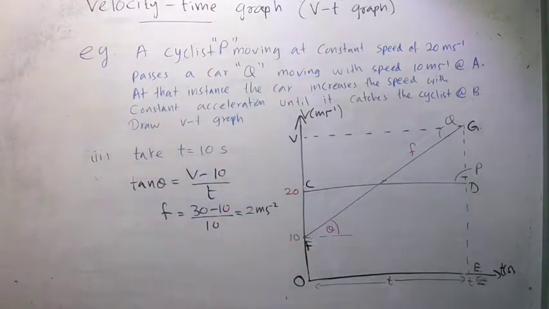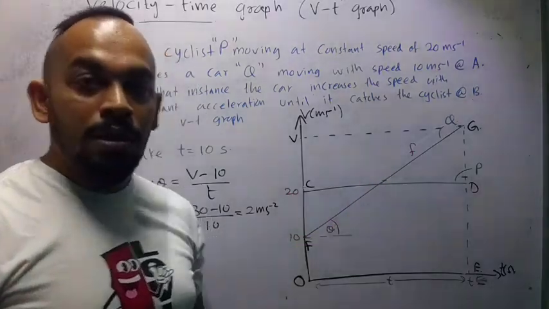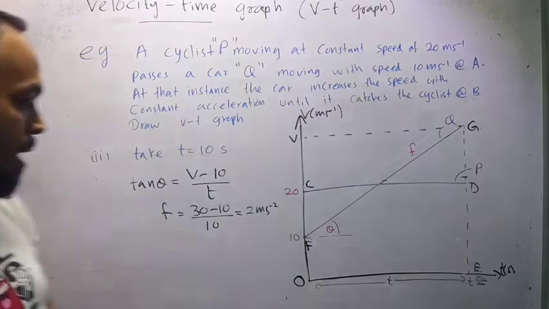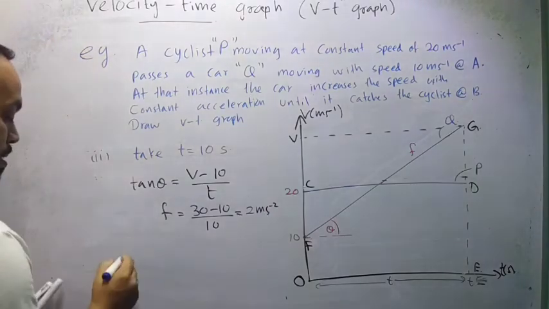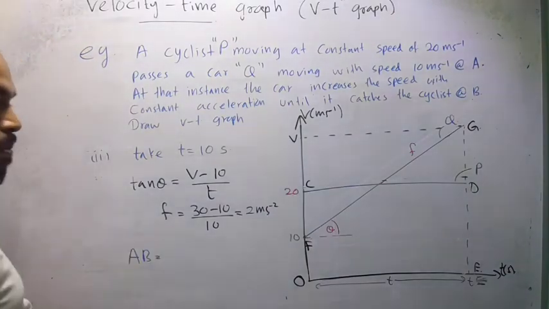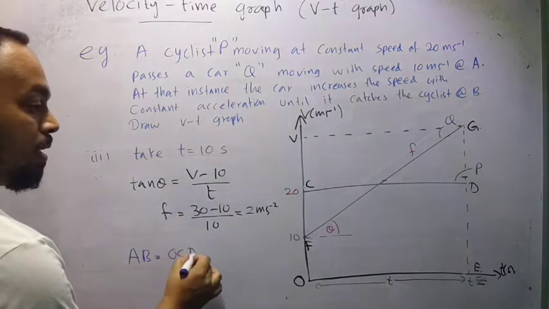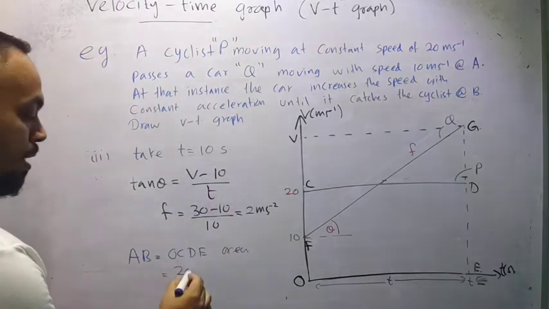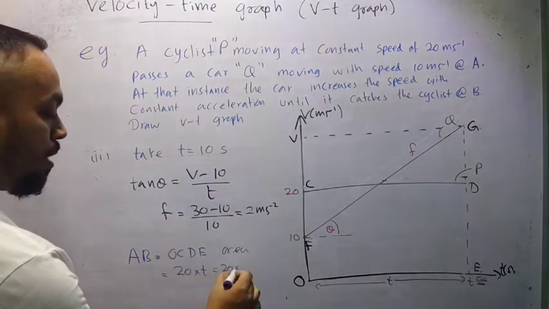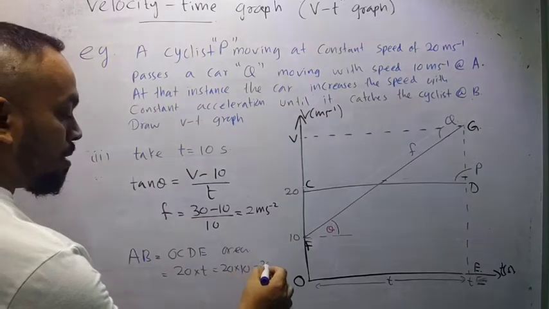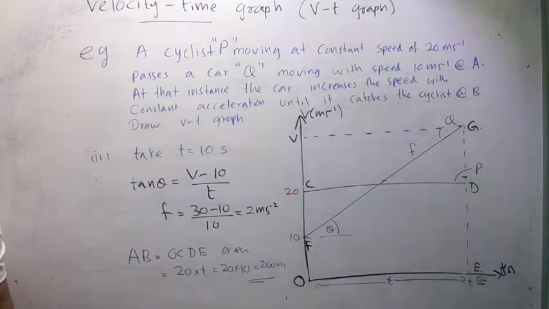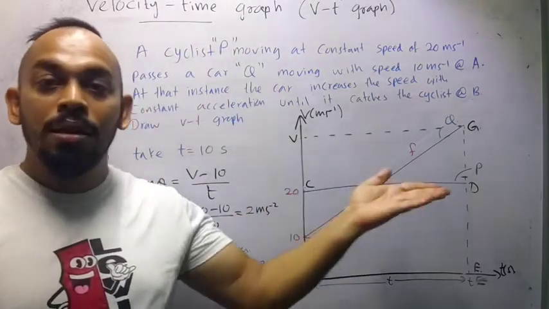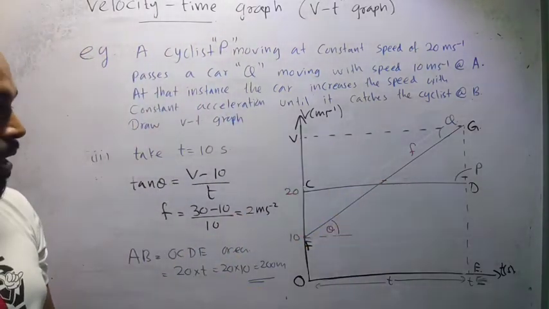Then for the displacement, you can take either curve. This one is simple, it is a rectangle. So the distance AB must be the area of OCDE. OCDE is 20 into time, which is 20 into 10, so basically 200 meters. So you can see how easy it is to use VT diagrams. Try doing this without VT diagrams, using equations, and see whether it is easier or not.